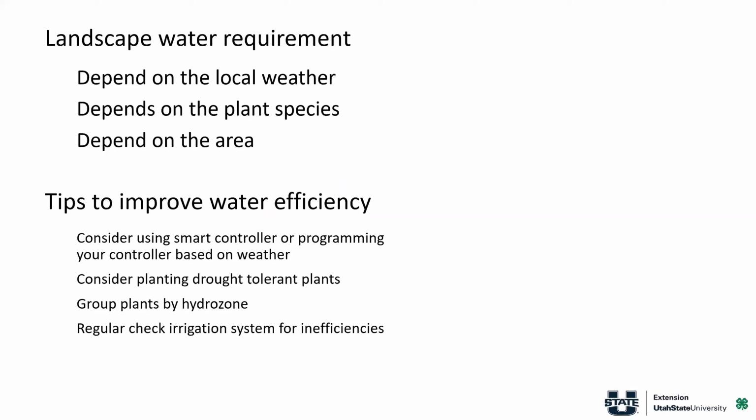And tips to improve water efficiency: these days, even DNR is providing rebates for a smart irrigation controller. You can use that, and it will adjust your watering and save some water. Consider planting some drought-tolerant plants. Consider grouping plants by hydrozone, and regularly check the irrigation for leaks and other kinds of problems.